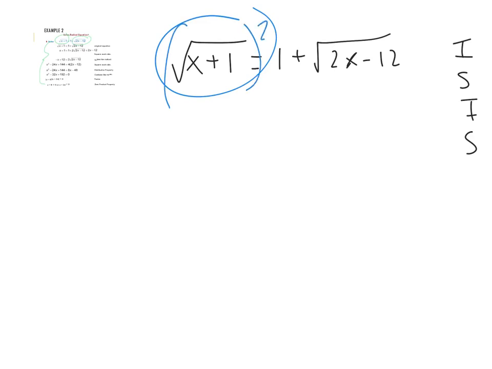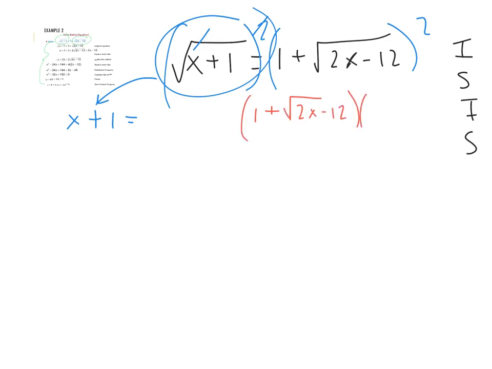Okay, so here we go. Square this side, square that side. The square and the square root will cancel, and so I'm left with just x plus 1 over here. This part's the tricky part, so let's do this a little bit more slowly here. So I have 1 plus the square root of 2x minus 12, times 1 plus the square root of 2x minus 12. So you can see already this is getting pretty hairy.